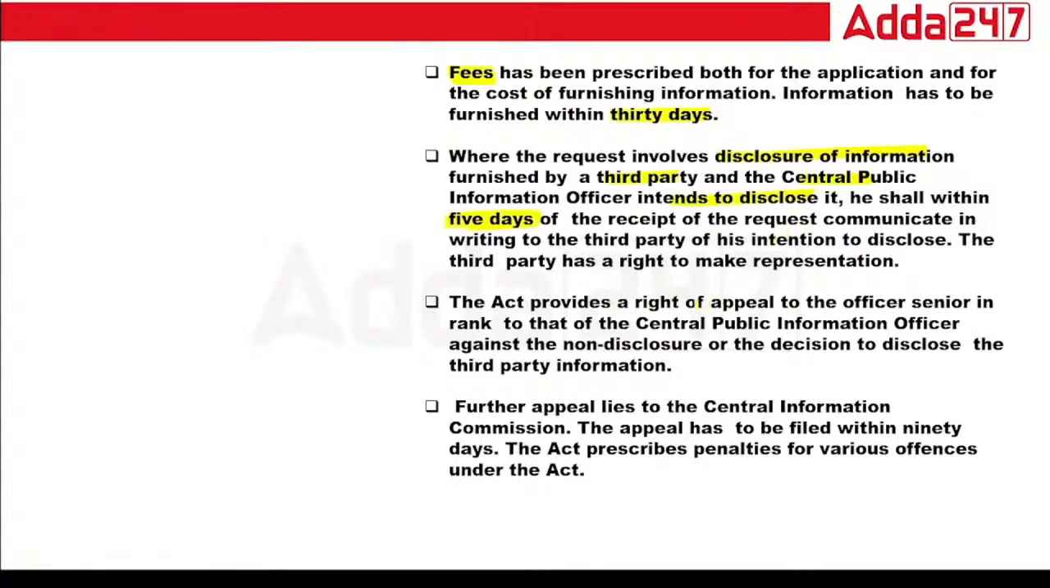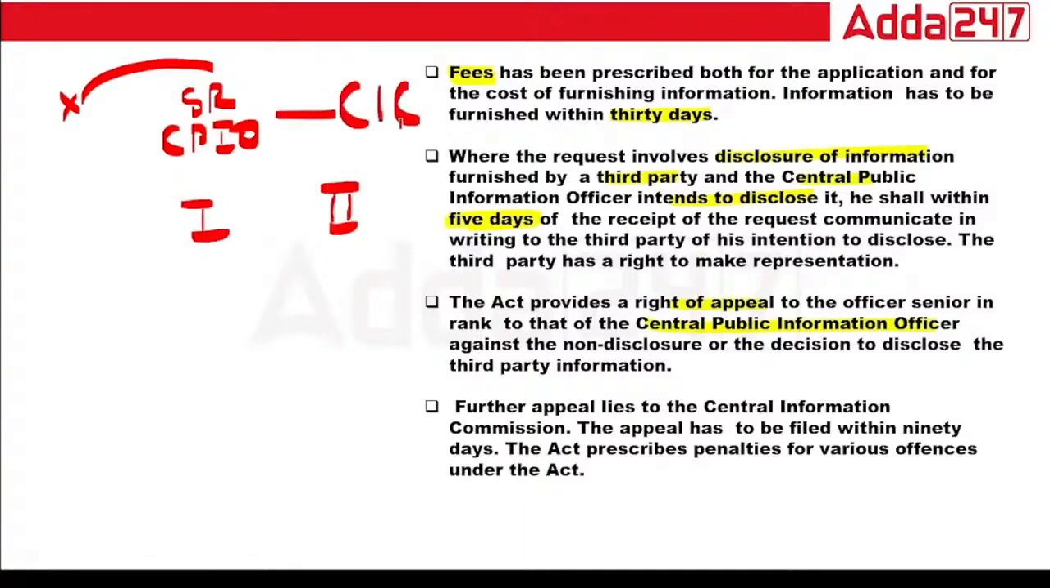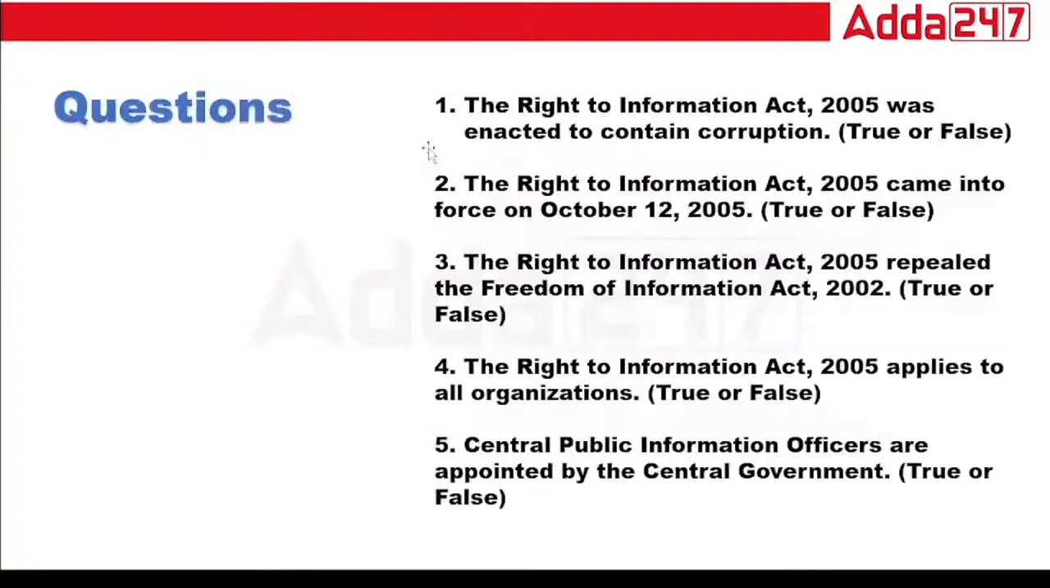The Act provides the right to appeal to an officer senior in rank to the Central Public Information Officer. It means, class, if we are not satisfied, we can file the first appeal to the officer senior in rank to the Central Public Information Officer. The second appeal is to the CIC. The first appeal lies within 30 days. The second appeal lies within 90 days. That is important. And the CIC has to decide within 30 days, up to 45 days. That is important.